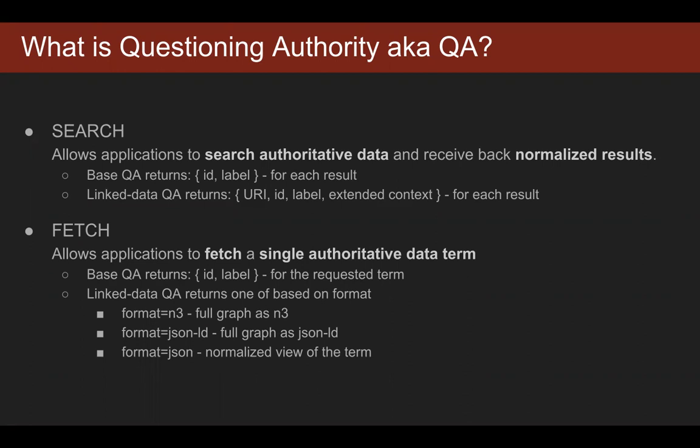There's base QA, and in that, you'll see that the search results return as an ID and a label. And then there's also a linked data module that returns the URI and also has an ability to return additional context. And for fetch, the base is just, again, the ID and the label. And if it's through the linked data, you can actually request it to come back in a number of formats.